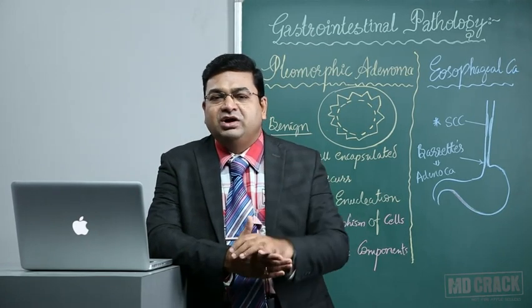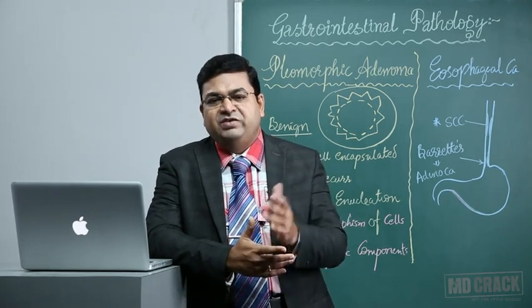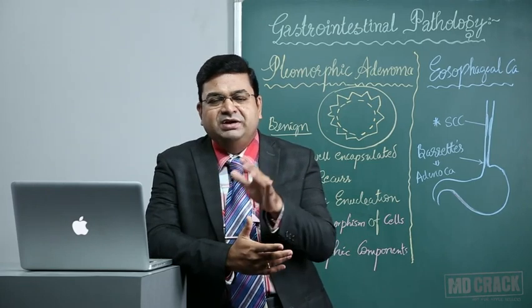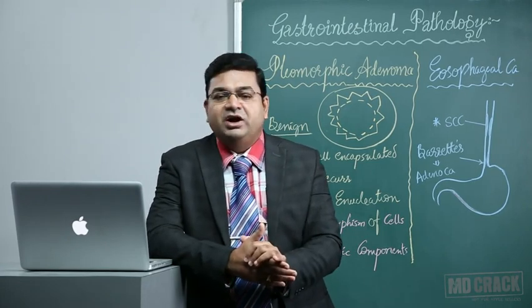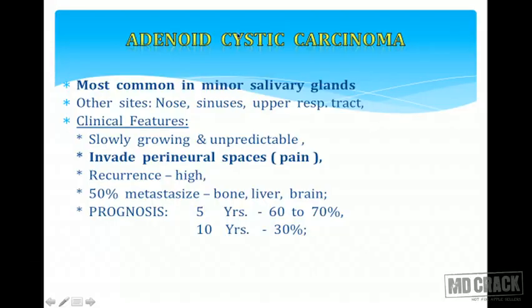We have talked about various routes of spread of a tumor, but perineural spread is very peculiar for adenoid cystic carcinoma. It is very much known for its recurrences, and it can also metastasize to the bones, liver and brain. Prognosis: 5-year survival is around 60 to 70%, and 10-year survival is 30%.